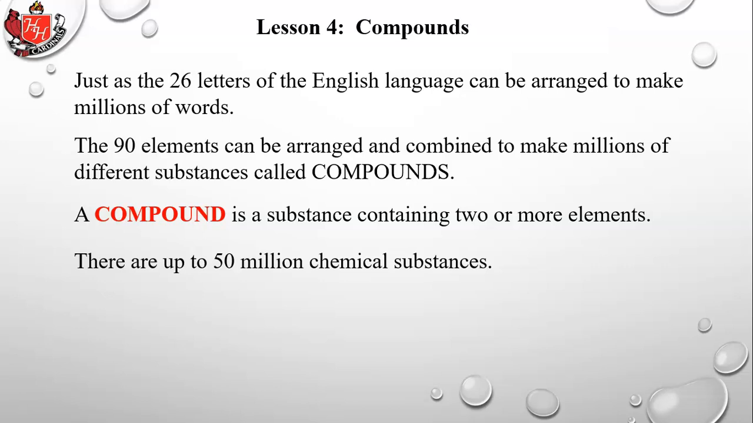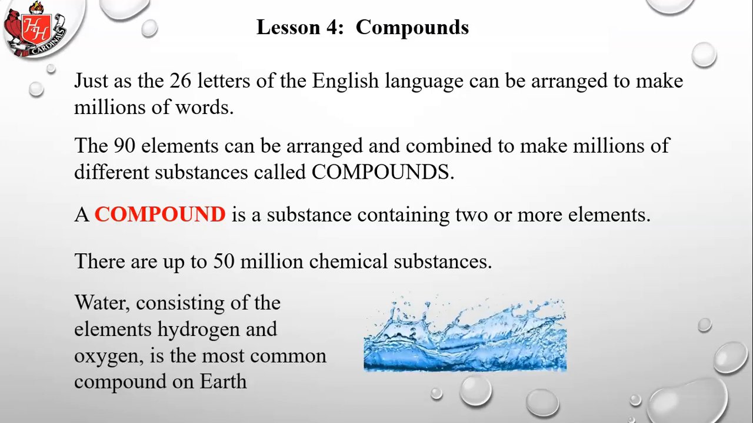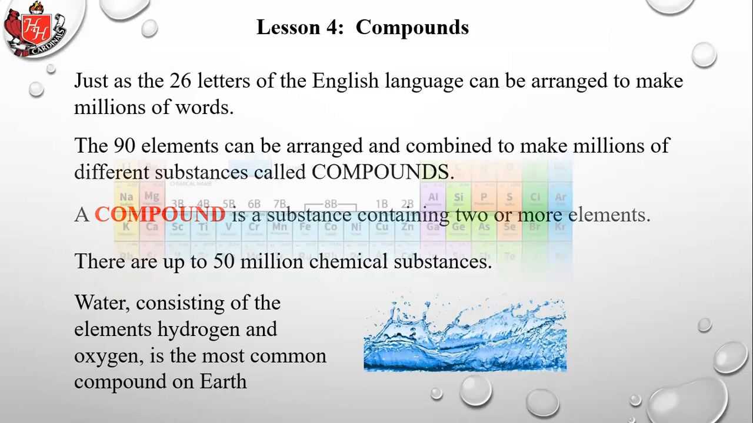The number is not important. I think the point to take away is that there's a limited, very finite number of elements, about 90, and yet they can make almost a countless number of compounds. So water, consisting of the elements hydrogen and oxygen, is the most common compound on Earth.